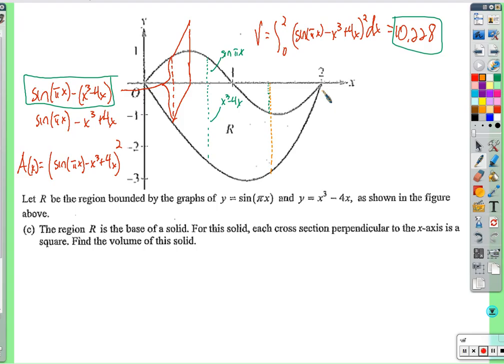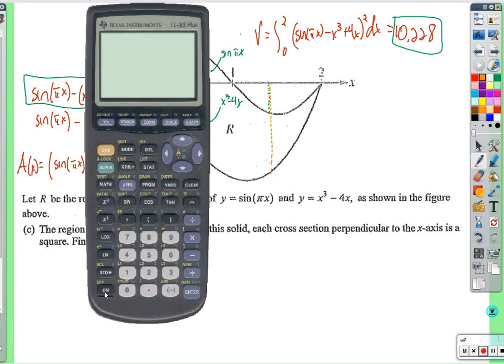Calculator. Do you know how to use the calculator to find this? We've done it before. Yes. So we put in this function, sine of pi x minus x cubed plus 4x. The whole thing is squared. We want to find the integral. So, just to redraw the graph, okay? This looks nothing like these graphs because this function defines the volume of the solid, okay? The accumulated volume of the solid.